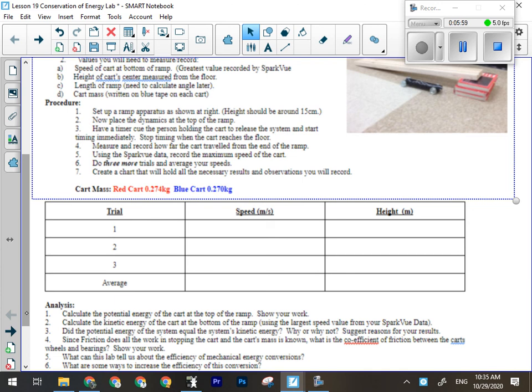down the ramp. All right, so the only 2 things you need to record: height of the ramp, which is going to be the same number. You're just going to write the same number for trials 1, 2, 3, and the same number for the average, because you're not manipulating the ramp at all. It's staying the same each and every time. And then you're going to put down the maximum speed recorded by the SparkView app for each trial. We're not building a graph, nothing. All we have to do is look through that trial and grab the biggest velocity or speed number that it spits out. Everybody with me on that?